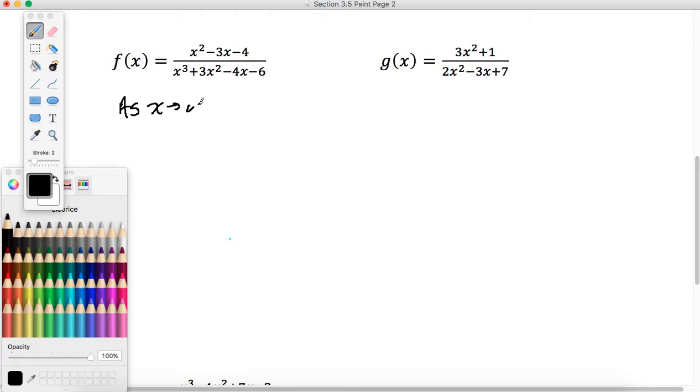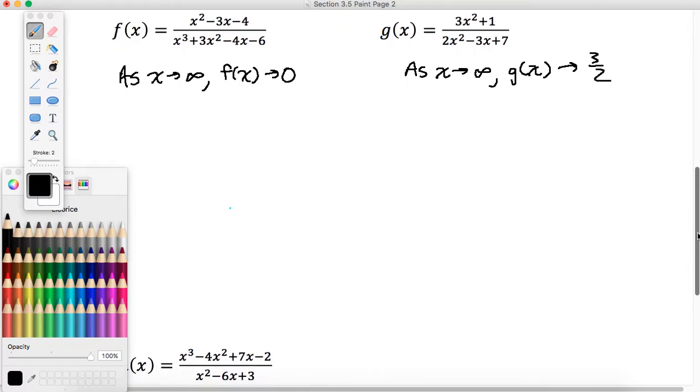As x approached infinity, f of x approached 0, right? And for this function, as x approached infinity, g of x, I know I probably wrote f of x there, but g of x approached 3/2. And for this function here, as x approached infinity, f of x did not approach anything. We'll just say for now, plus or minus infinity, right?